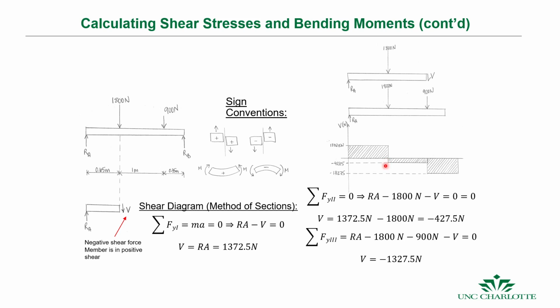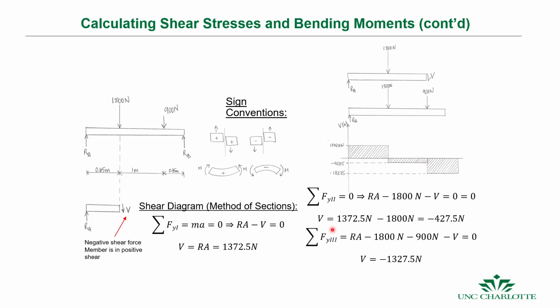And in that case, we have this second section. We can now sum the forces from there. So we can say Ra minus the load minus the shear is equal to 0. Okay, if we do that, we find the shear now becomes negative, and it's minus 427. So we went from this positive shear to this negative shear.